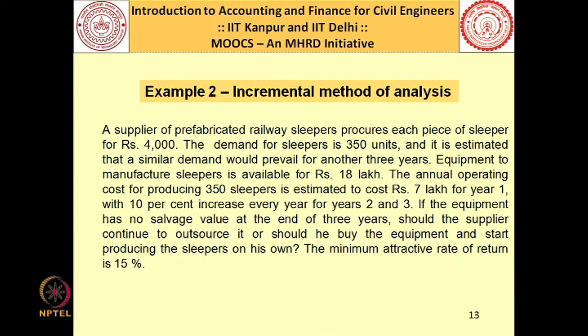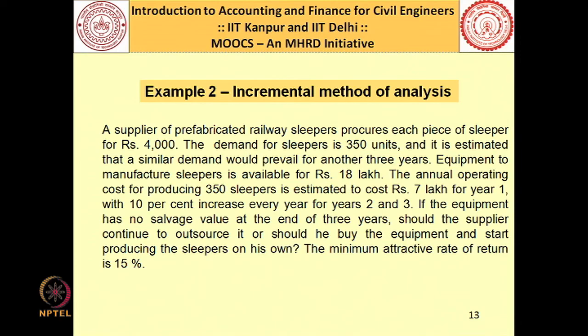So, that means there is no change in the demand for the next 3 years. Now, there is another option in which it is given that the equipment to manufacture sleepers is available for rupees 18 lakh. So, that means if you want to manufacture or fabricate the sleepers on your own, then it is going to cost you an equipment worth rupees 18 lakh.